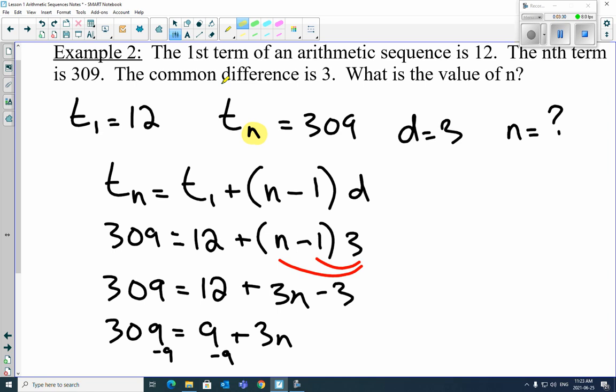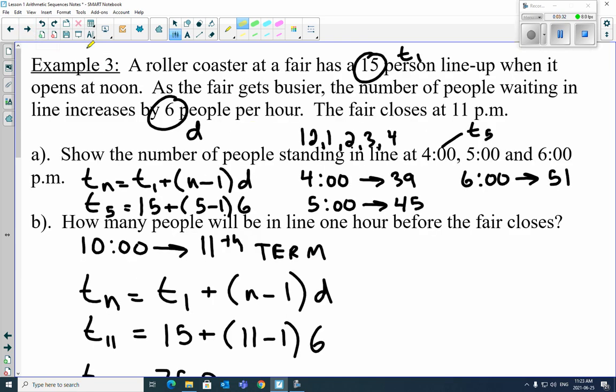Example 3. We've got a roller coaster in a fair that has a 15-person lineup when it opens at noon. As the fair gets busier, the number of people waiting in line increases by 6 people per hour. And the fair closes at 11. Okay, so show the number of people standing in line from 4 to 5 and 6. So you've got to be careful with this one. So think about this for a sec.